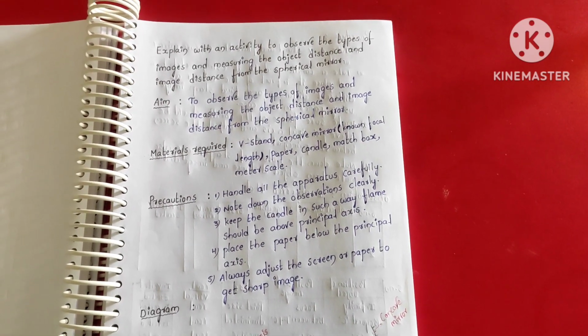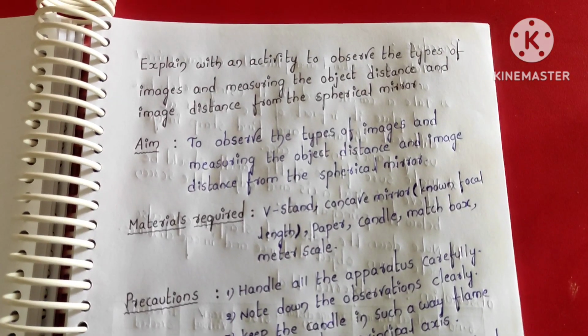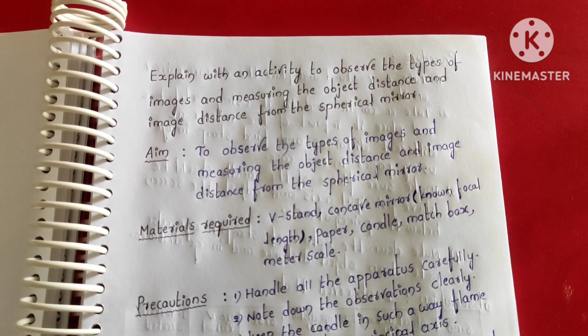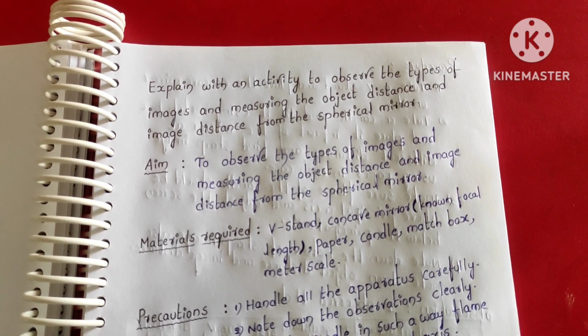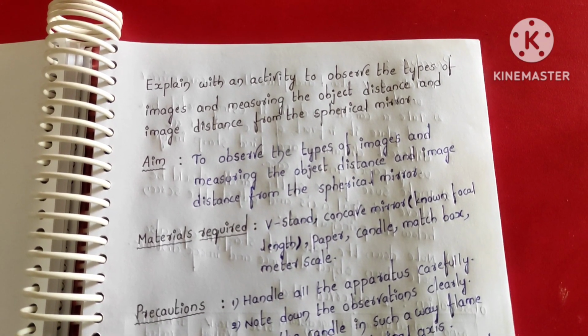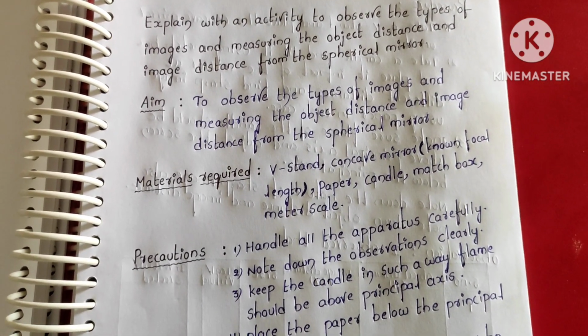Hi everyone, today we are going to do an activity, and the activity name is: explain with an activity to observe the types of images and measuring the object distance and image distance from the spherical mirror. Now we are going to do an activity with a spherical mirror called concave mirror.